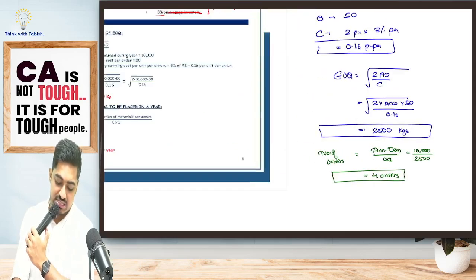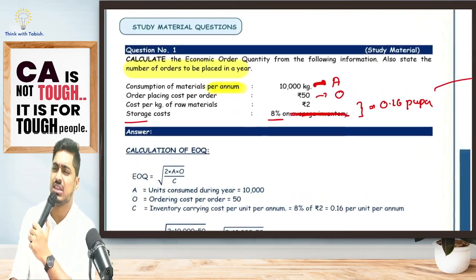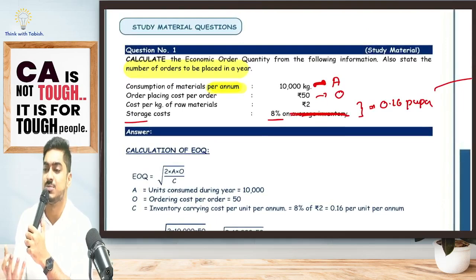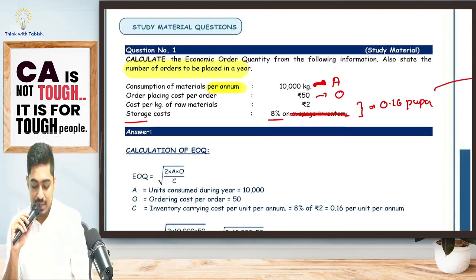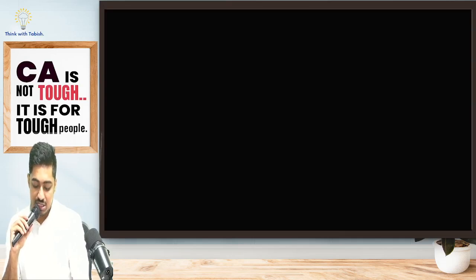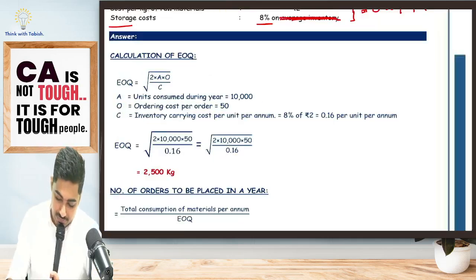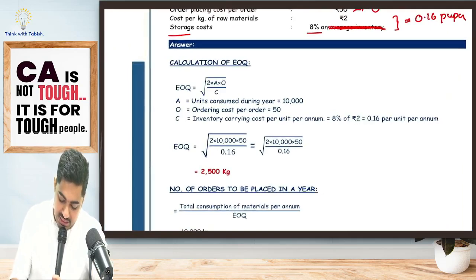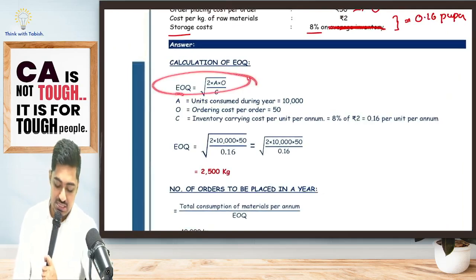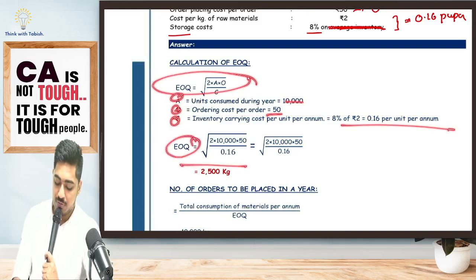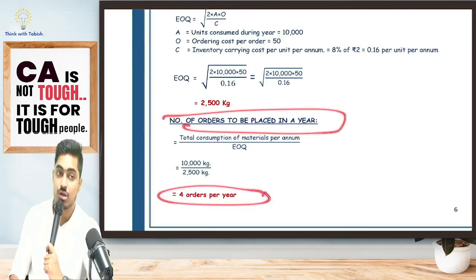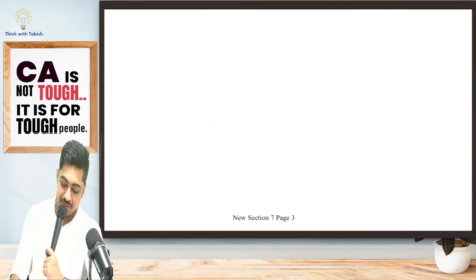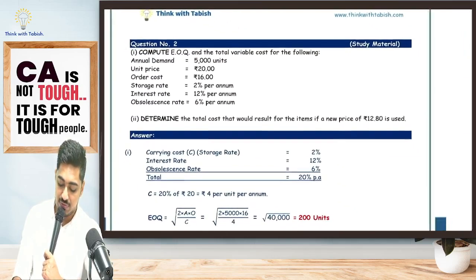I think this is some illustration number 3 or 4 in your study material. I'm not very specific with respect to the question number. Okay, 3. Yes, next is going to be illustration. Look at their answer as well. Yes, they have put the formula EOQ, and explained what every item means. They have put the formula EOQ 2500 kg. Number of orders, 4 orders per year. Same thing we got. Shall we go to the next question, everyone?